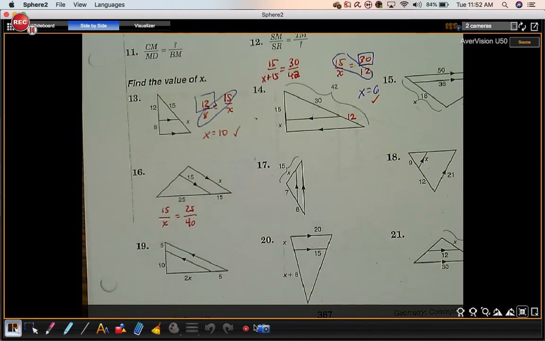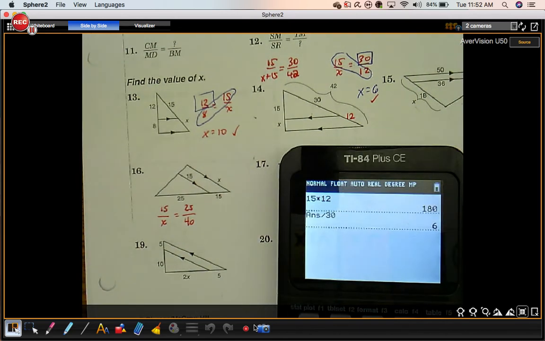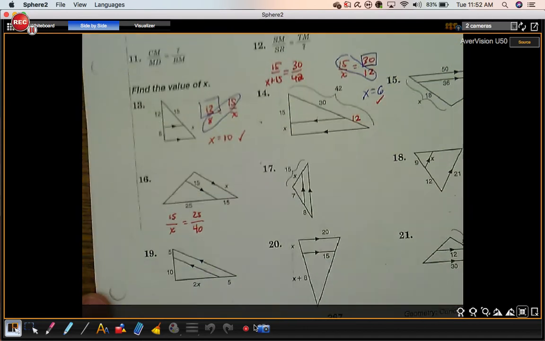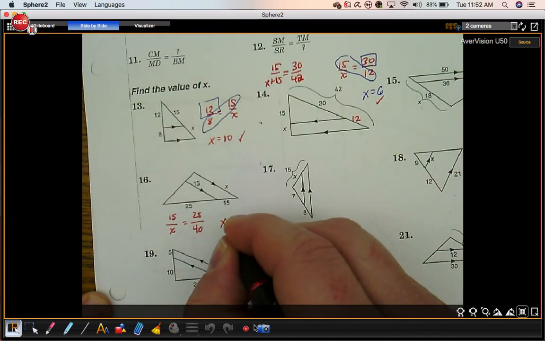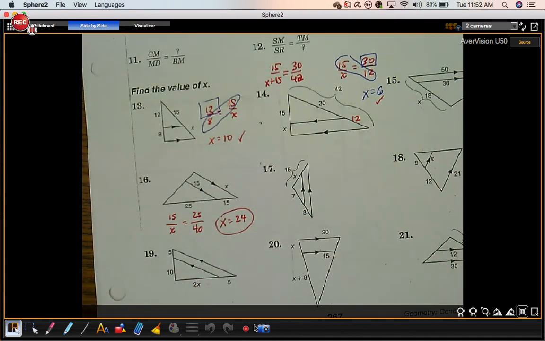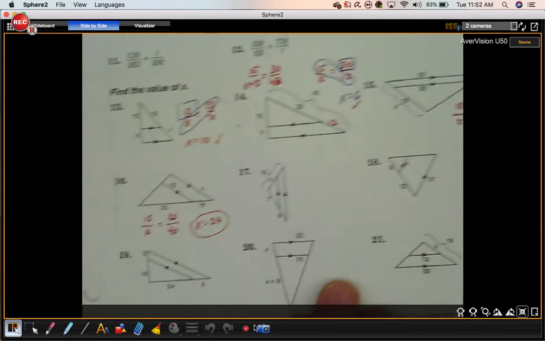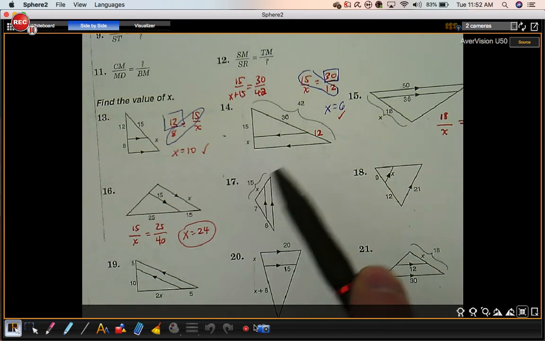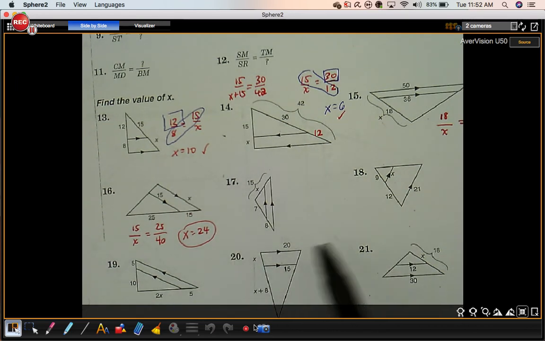Cross multiply. We'll do 15 times 40. And then we're going to divide that by 25. So you get 24. The rest of these follow exactly what we did here. So if you can do these ones, or at least you understand them, you should be okay with those as well.